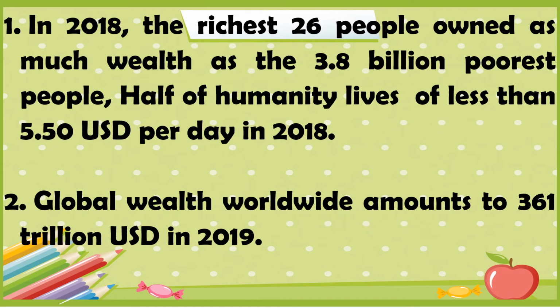In 2018, the richest 26 people owned as much wealth as the 3.8 billion poorest people. Half of humanity lives off less than 5.50 US dollars per day in 2018. Second, global wealth worldwide amounts to 361 trillion US dollars in 2019.